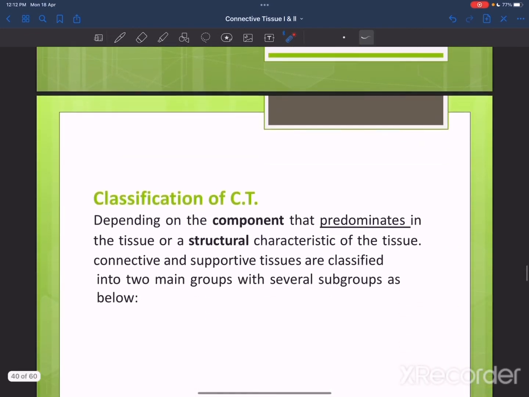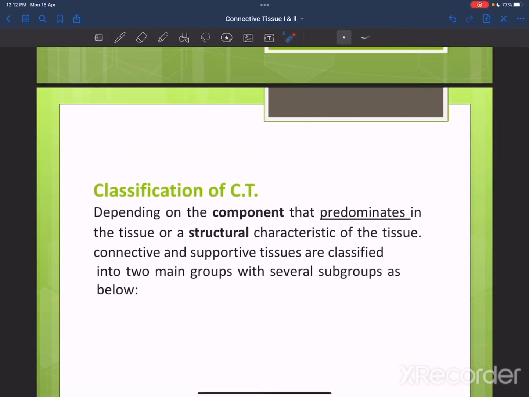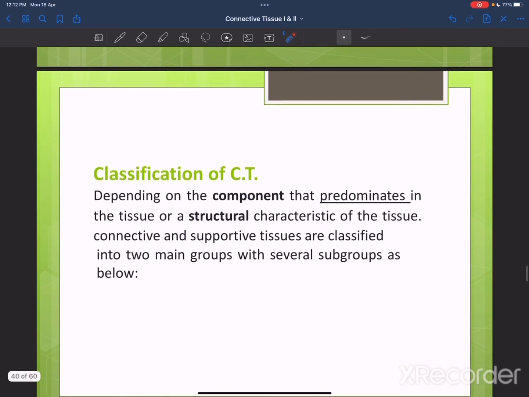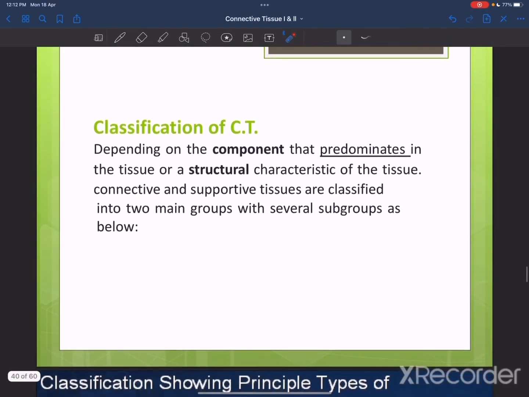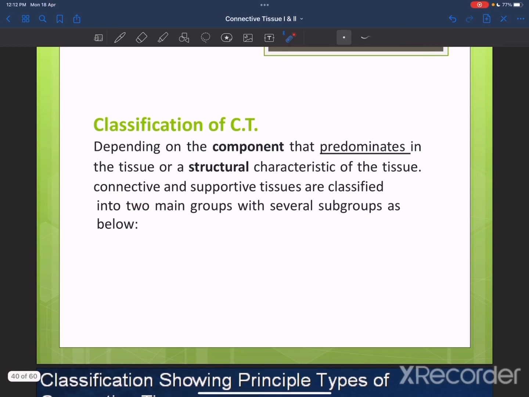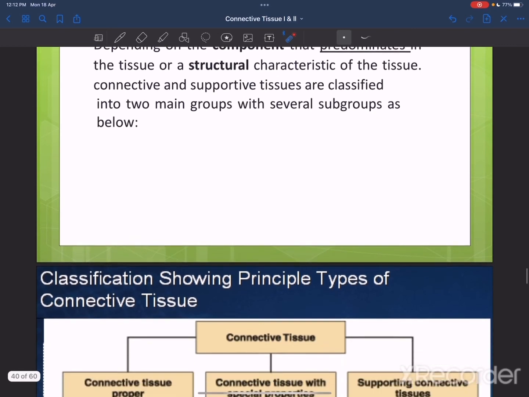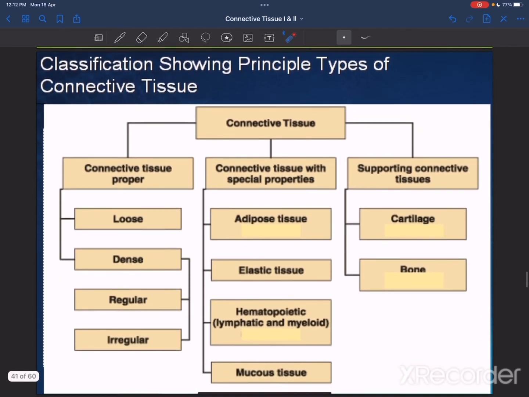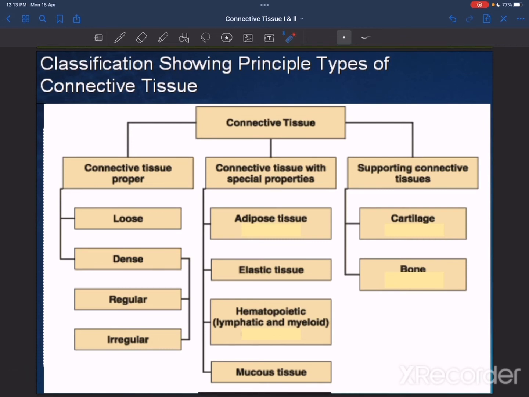So the classification of connective tissue depends on 2 factors: the component that predominates in the tissue or the structural characteristic of the tissue. Connective and supportive tissues are classified into 2 main groups with several subgroups as in this table. Here, the connective tissue in general. Connective tissue proper.